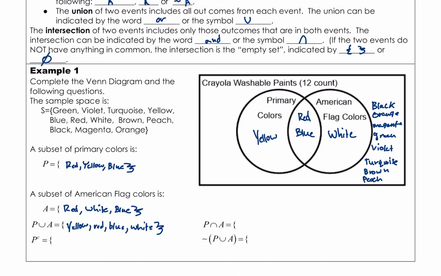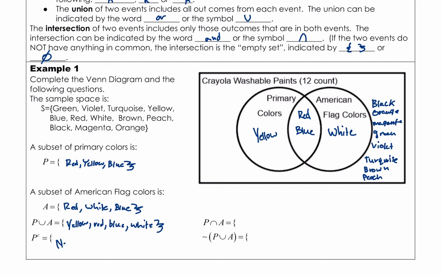And down here, it asks for the complement of P. So anything not in P. Well, P just has these three colors, red, yellow, and blue. So the complement of P is going to be green, violet, turquoise, white, brown, peach, black, magenta, orange. Instead of writing all of those down, I'm just going to say not P. But if I were going to actually write it down, I'd have to write down all those colors I just listed.